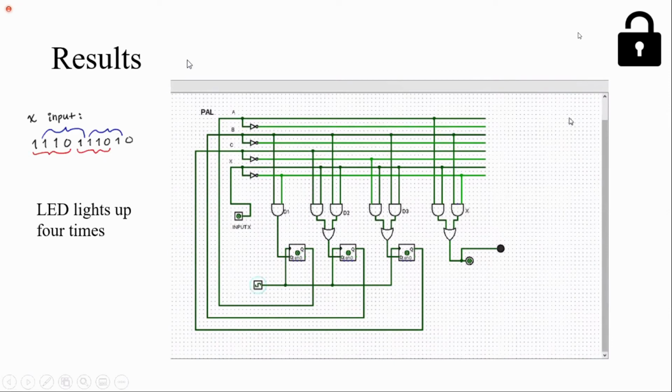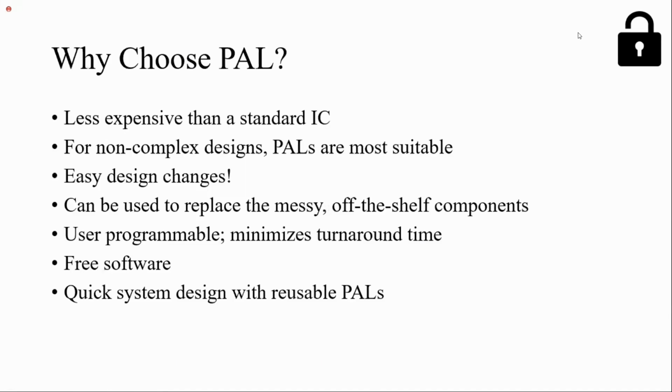Okay, so again, summarizing why I chose to use PAL. It's theoretically less expensive than a standard IC, looking online. And for non-complex designs, PALs are most suitable compared to a ROM. They're easy design changes. So say if I wanted to change something about what I was doing, change either the sequence or add to the sequence, then it would be simpler than taking apart the entire circuit.